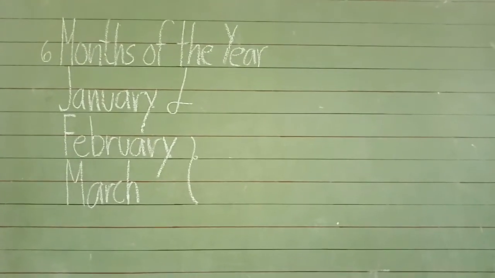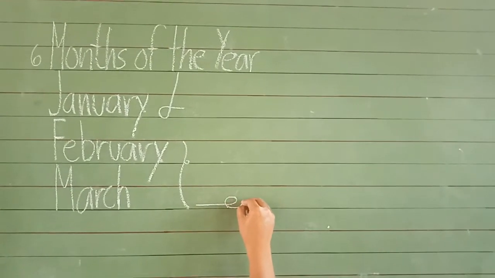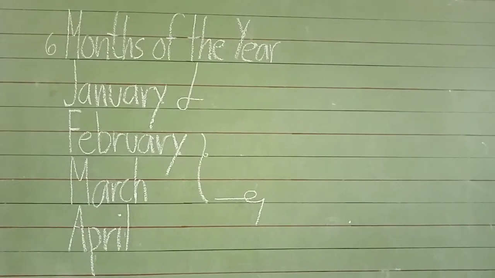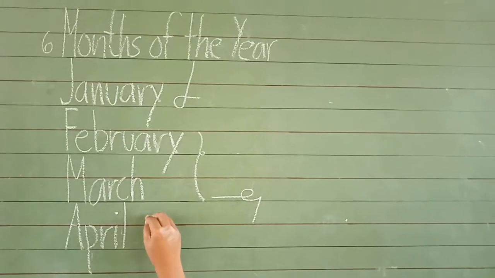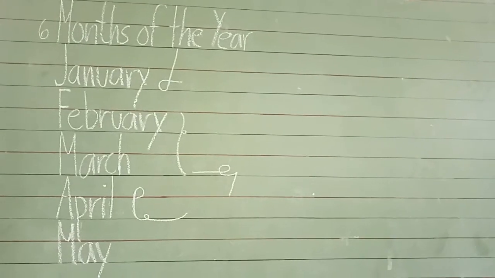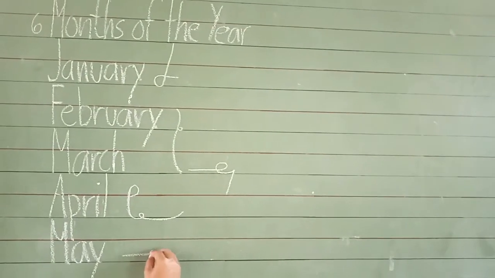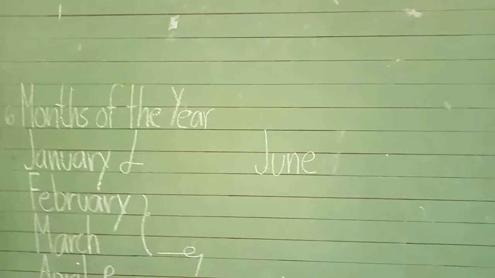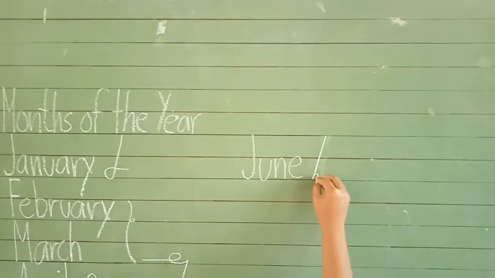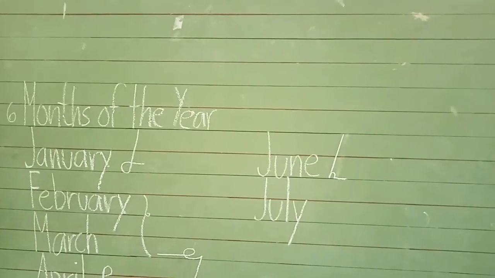Next, March is represented by M, A, R, and J. Next, April is represented by A, P, R, E, and L. Next, May is represented by M, A. Next is June. It's represented by J, O, and N.